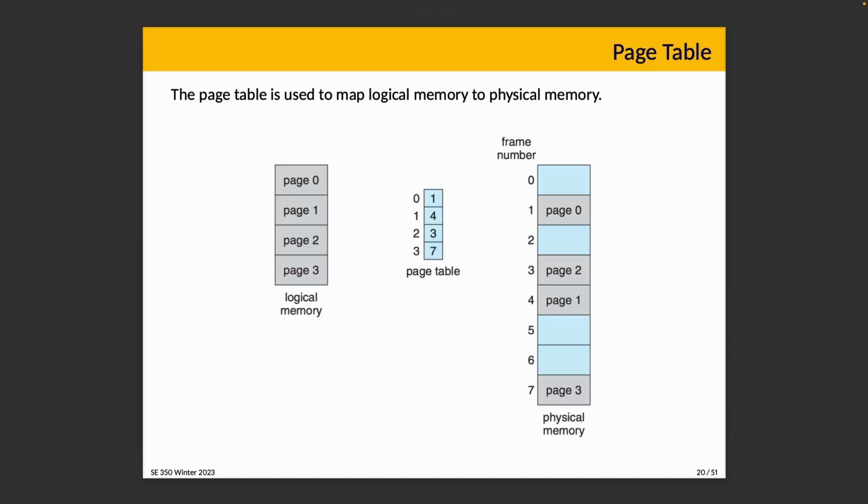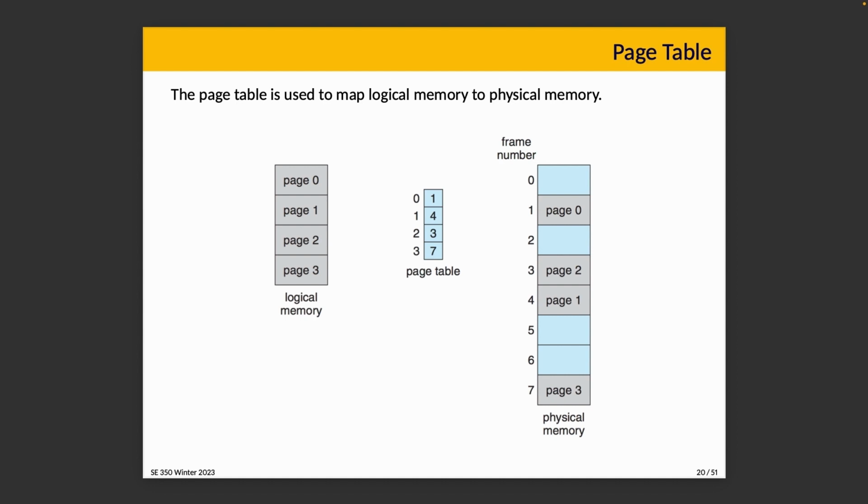And so what we're going to do is use a page table to map logical memory to physical memory. Right, so when we have an address, if we identify that it's in page 0, we'll look at the page table, we'll identify that that corresponds to frame 1, and we'll translate the address that was emitted by the CPU to the physical address, which is going to land it in physical memory inside frame 1.